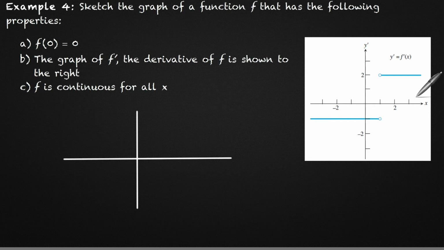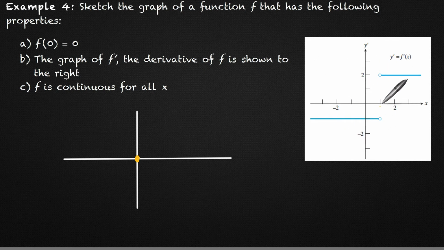And it says f of 0 equals 0. So let's go ahead and put that point on our graph. So we know that it has to either touch there or go through there. Then it says the graph of f prime, the derivative, is shown to the right. So this is our derivative.